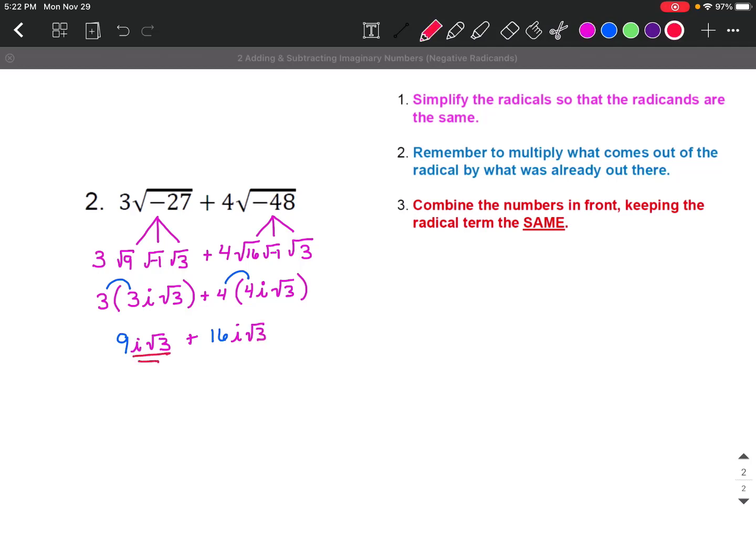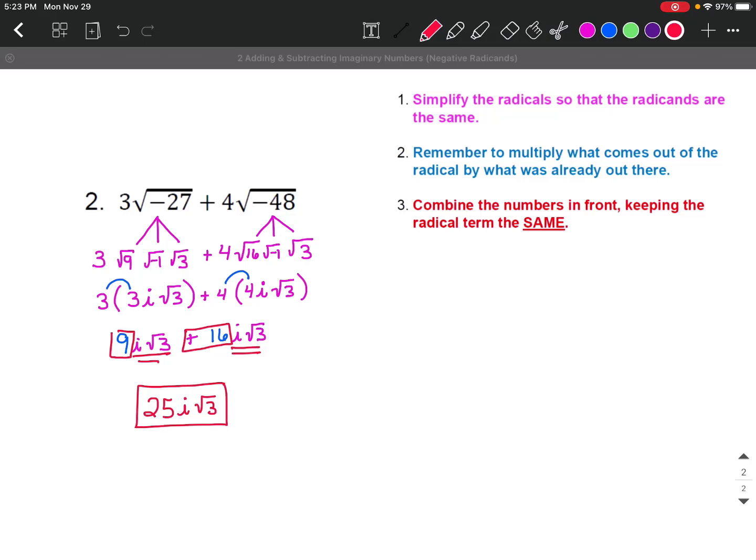Notice these are both i radical 3's. Well, how many do we have? We have 9 of them plus 16 of them. 9 plus 16 is 25. And we keep the i radical 3's. So there we go, just like we did in the last unit. We simplify the radicals, only this time we're going to have i's in there.